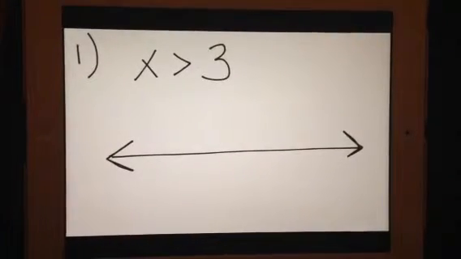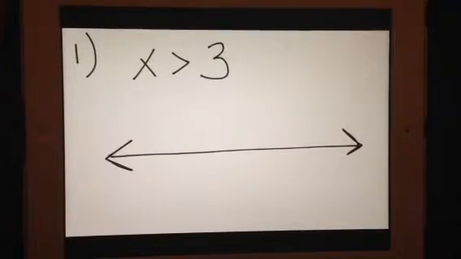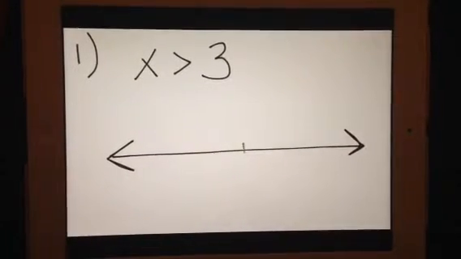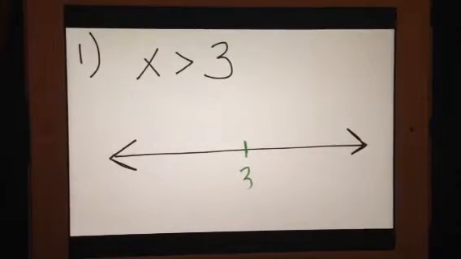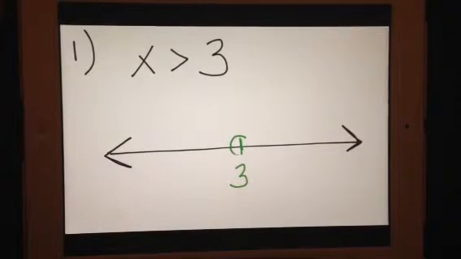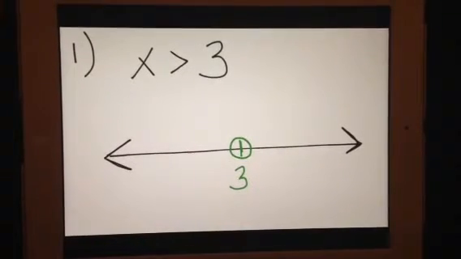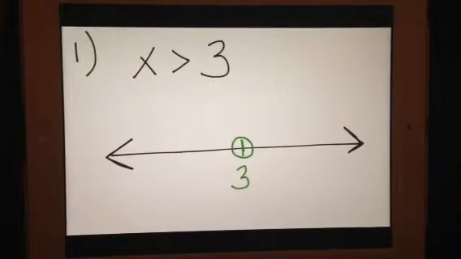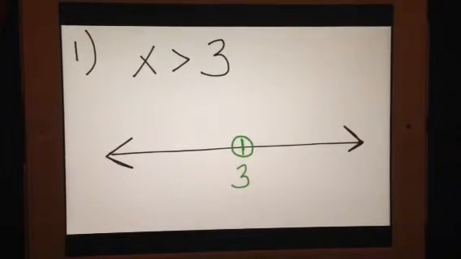Looking at number 1, we're given x is greater than 3. Okay, so first thing I'm going to do is place 3 on my number line. Because this is a greater than sign, I'm going to put an open circle on 3, and then I need to shade the numbers that would be included that are greater than 3.